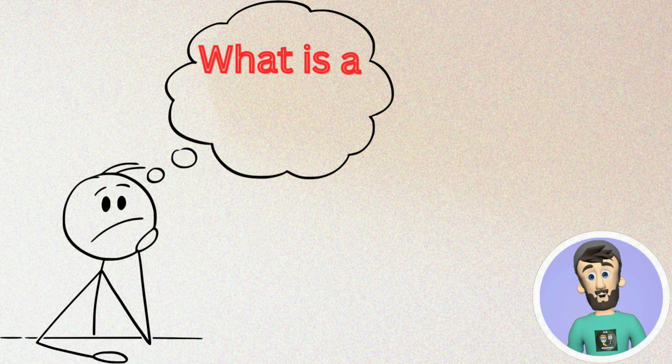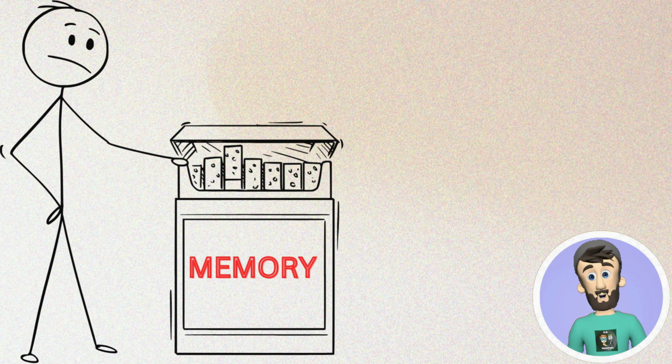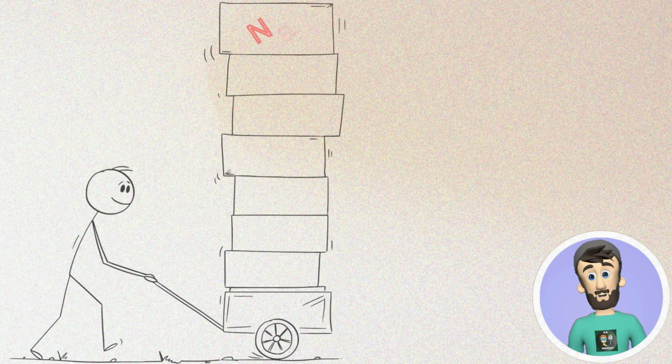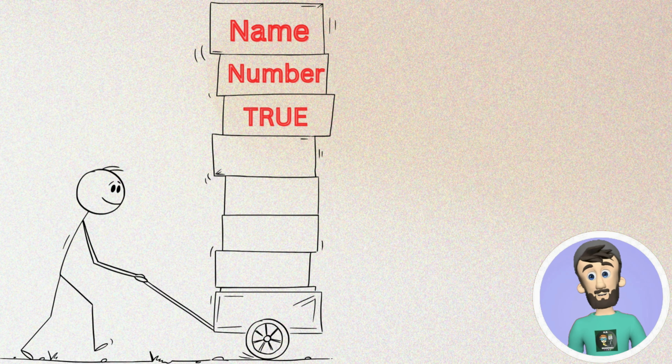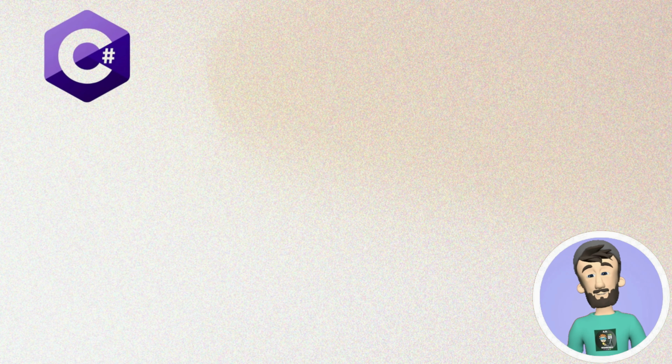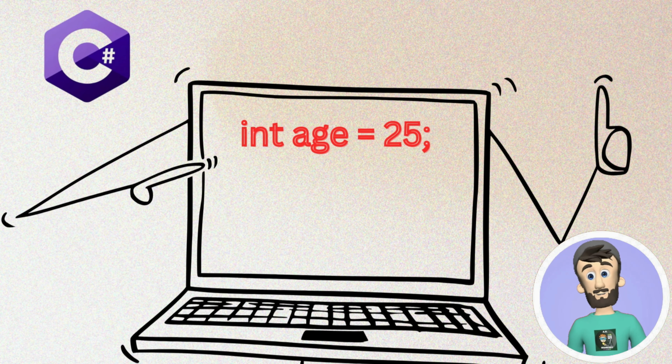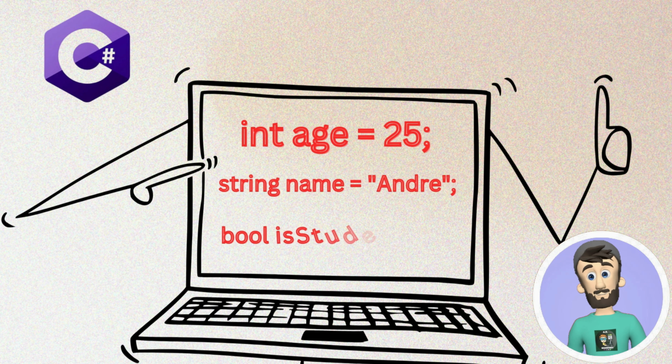Let's start with the basics, variables. A variable is like a little box in memory where you can store information your program needs, a name, a number, or even true/false values. In C#, you declare a variable like this. int age = 25. string name = "Andre". bool isStudent = true.